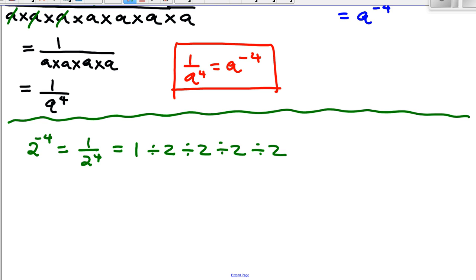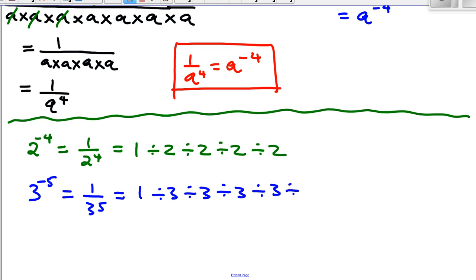Another example, if I have 3 to the power negative 5, that is the same as, from our conclusion up there, 1 over 3 to the power 5, which will be equal to 1 divided by 3 divided by 3 divided by 3 divided by 3 divided by 3, 5 times. So 1, 2, 3, 4, 5. And that will be the result of 3 to the power negative 5.